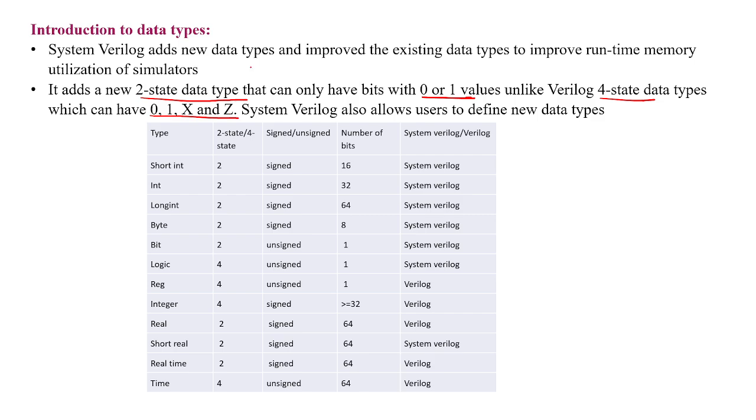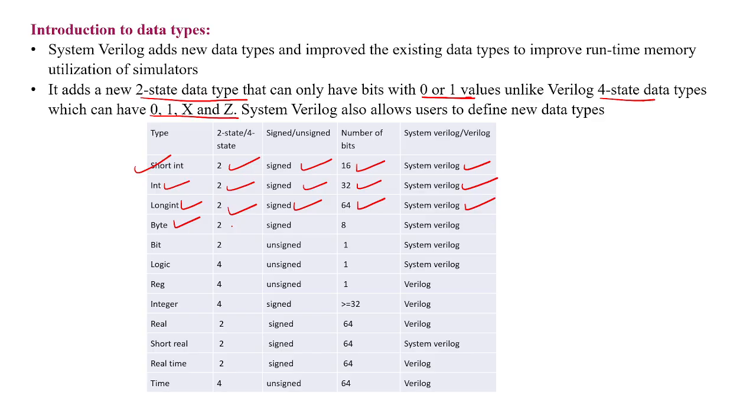In SystemVerilog you have two state data types, but only one 4 state data type is available, that is the logic data type. So that means this is the type: either 2 state or 4 state, signed or unsigned, the number of bits, and whether it is used in SystemVerilog or Verilog. Short int is a 2 state, signed data type, 16 bits, used in SV. Int is also 2 state, signed, 32 bit, in SystemVerilog. Long int is also 2 state, signed, 64 bit, used in SV.